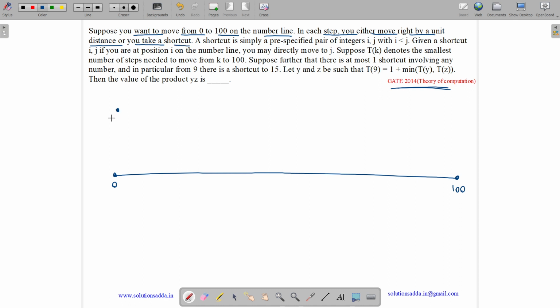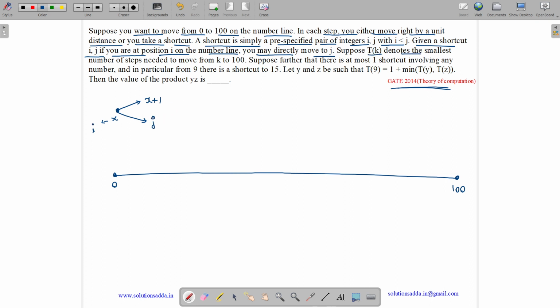So if we are at x, then our next choice is either to go x plus 1 or take a shortcut. A shortcut is simply a pre-specified pair of integers i, j. Given a shortcut ij, if you are at position i on the number line, you can directly move to j. So if x is analogous to i, then we can move to a point j.